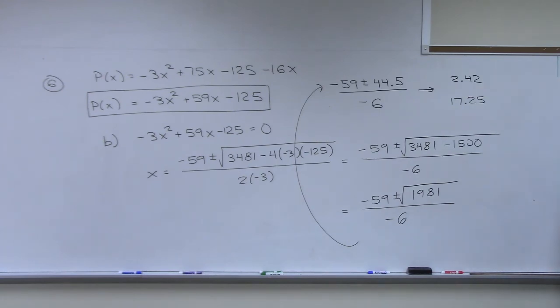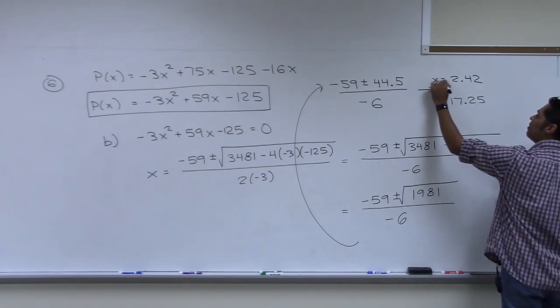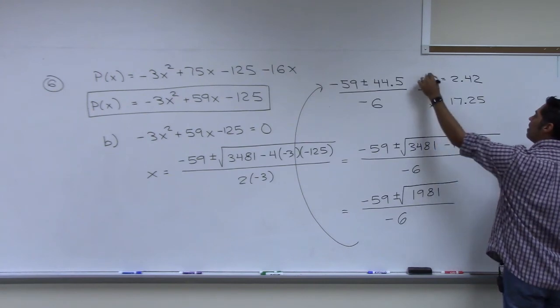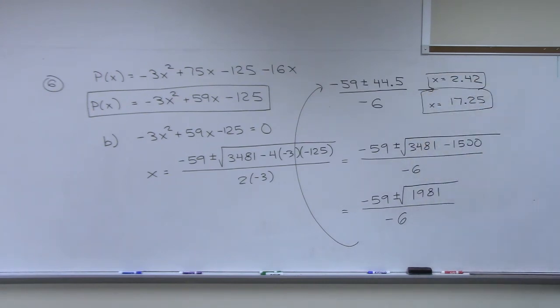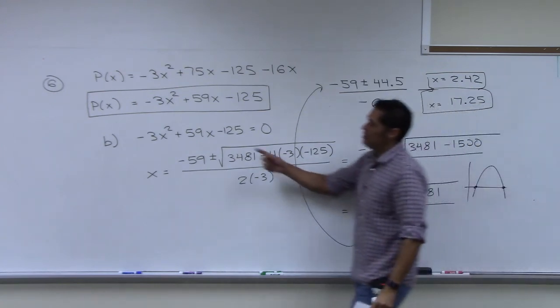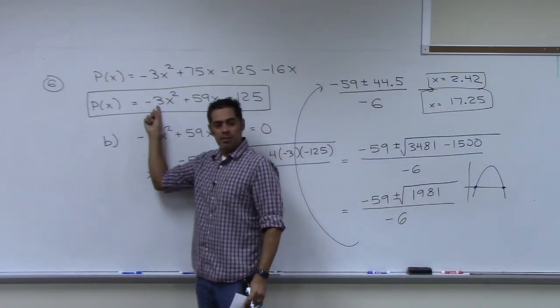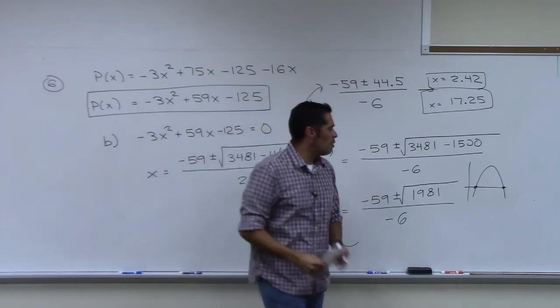That will answer part B. When is the profit 0? Profit is 0 when x is equal to this or when x is equal to this. Those are two different places where my profit is 0. And that should make sense because this is a parabola that opens down. It opens down because there's a negative out here. So I should have two places where my profit would be 0.